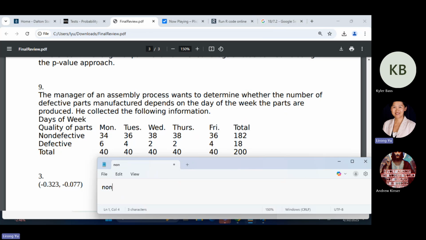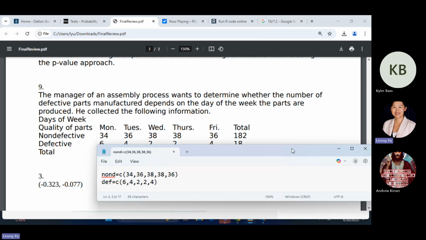We'll enter the non-defective parts. Let's call that non-B. We're going to enter all 5 numbers. We don't have to enter the column total or row total, because they don't belong to the actual frequency; they belong to summary data. So we put in 36, then 38, 38, and the last 36. Those are the frequencies for the non-defective parts. And then we have the defective parts. I'm randomly labeling them. Then we have 6, 4, 2, 2, and 4.